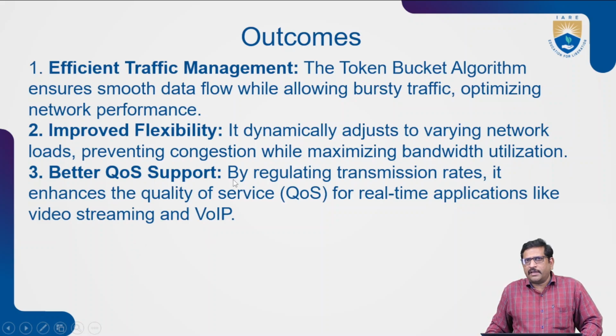Better quality of service support: by regulating the transmission rates, it enhances the quality of service for real-time applications like video streaming and voice over the internet. The best examples are Netflix, Amazon, YouTube. So by controlling congestion, better quality of service can be provided.